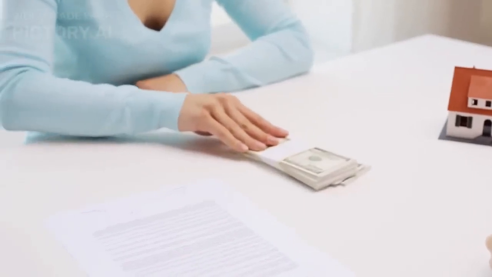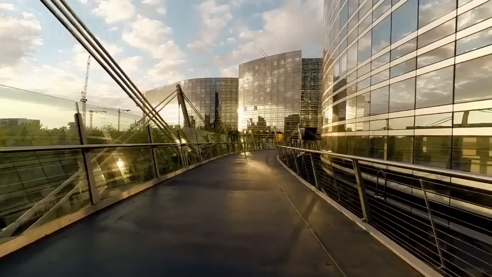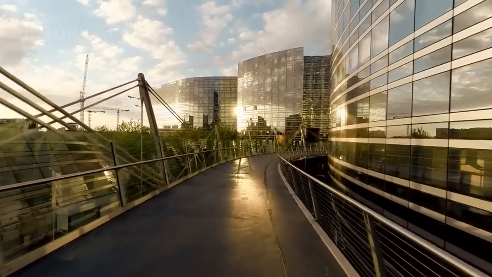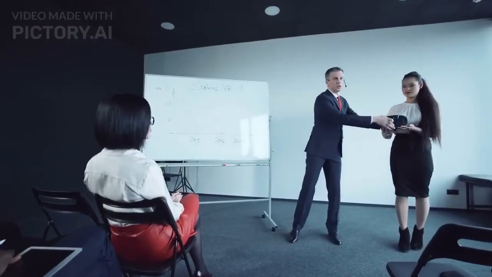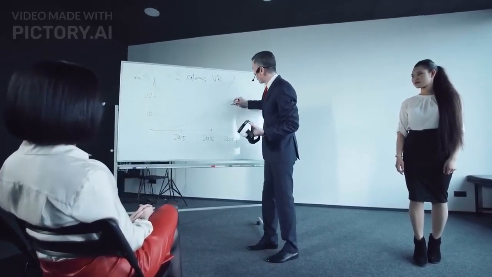Property types and demand. Identify the different types of virtual properties available in the market. These could include virtual buildings, homes, art galleries, event spaces, or virtual businesses. Determine the demand for each property type based on user preferences, popular activities within the virtual world, and current trends.